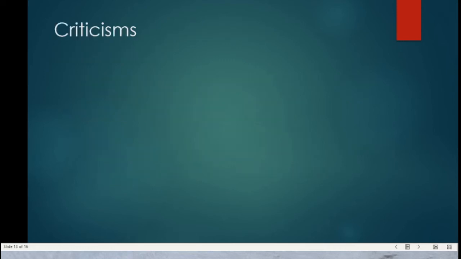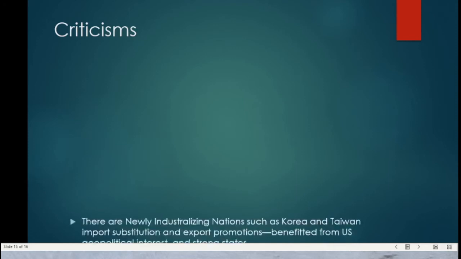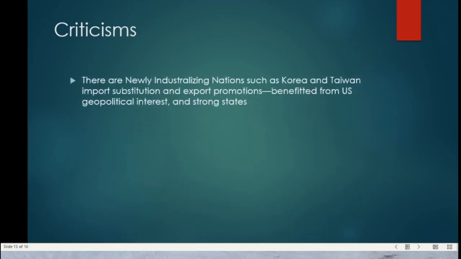So, what are the criticisms of the world system theory and the dependency theory? In the 1970s and 1980s, you can see some newly industrializing nations such as Korea and Taiwan, through policies of import substitution and export promotion, achieve a remarkable level of development. Even though Korea and Taiwan weren't typically core countries before that, they managed to achieve a level close to core country status.